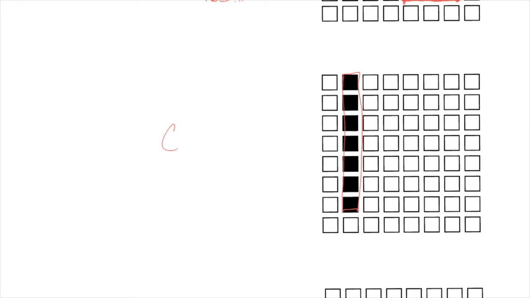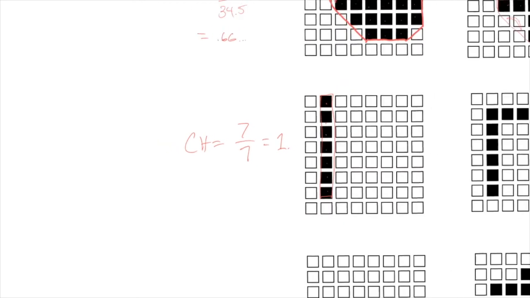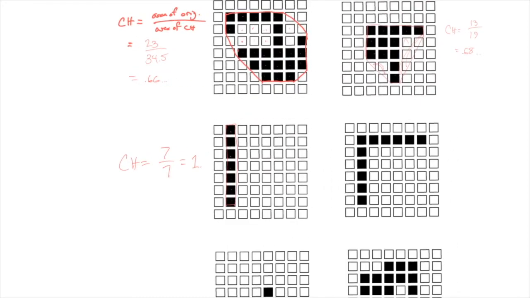So the convex hull score in this case would be the original area, 1, 2, 3, 4, 5, 6, 7 up top, divided by the area of the convex hull, but the convex hull is the same shape, so it's 7 divided by 7, which is just 1. All right, this is the best possible value that you could get from the convex hull score. So the convex hull score of that one is 1. Excellent. How about this one?